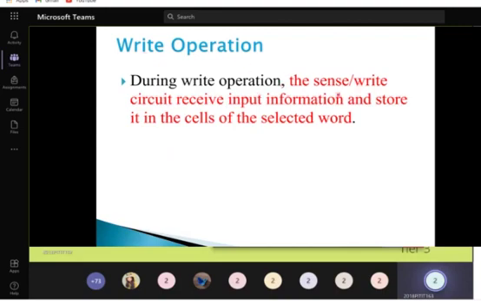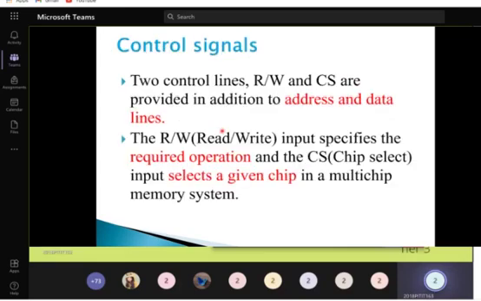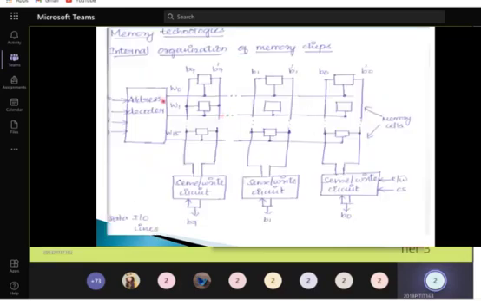During the write operation, the sense or write circuit will be receiving the input information, and then it will be storing it in the cells of the selected word. So during the read operation, the word line will be selecting the particular data from this particular cell, and it will be sending it to the data output lines.